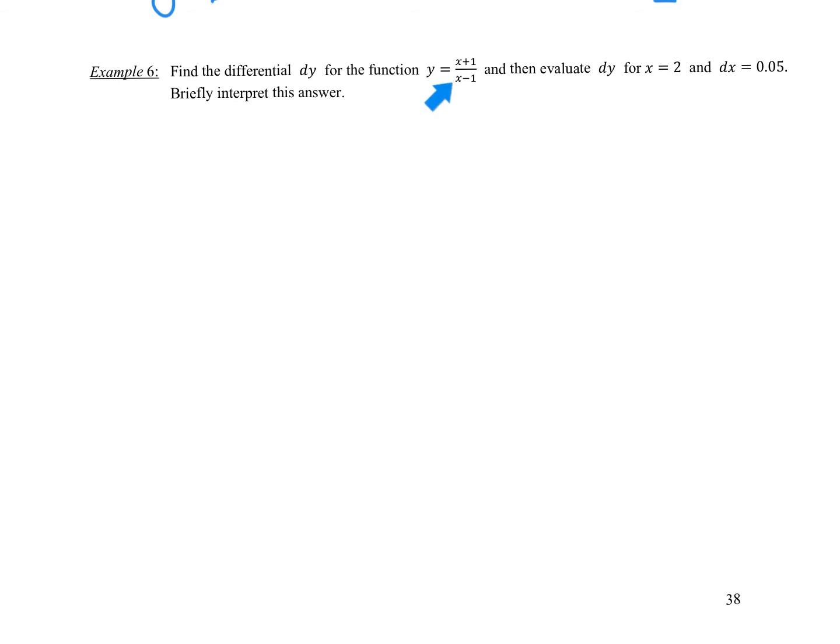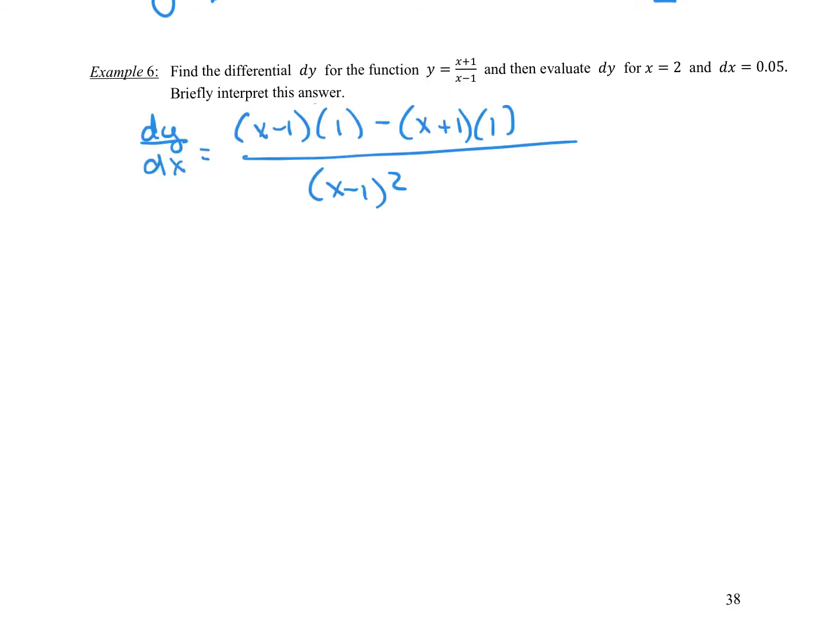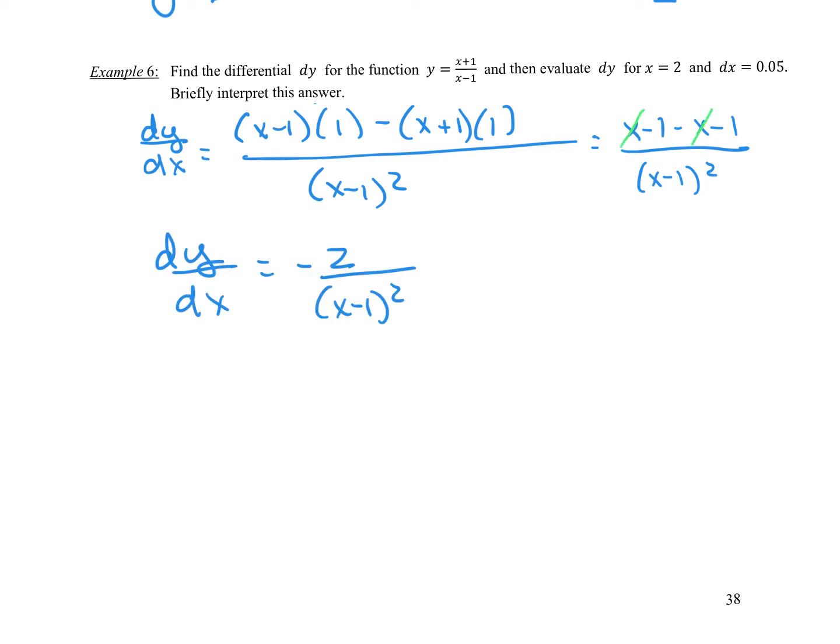Everybody, I'm going to pause the video, and I'm just going to take the derivative of y. I'm going to do the quotient rule, okay? I have my quotient rule. I'm just going to distribute that negative and combine like terms next. And we're going to cancel here. All right, so we found the derivative using the quotient rule. Now let's go ahead and find the differential.